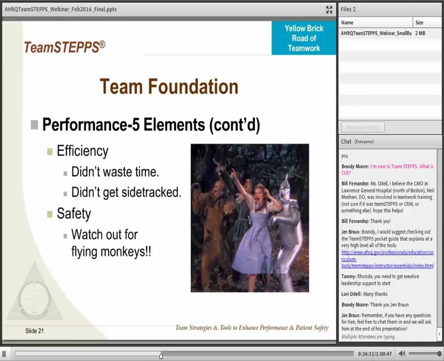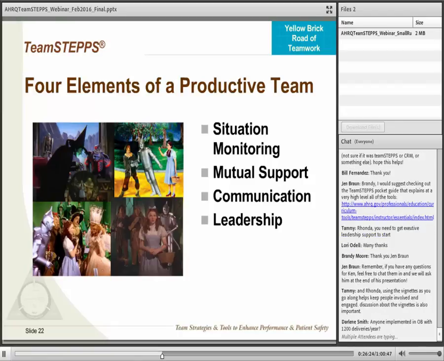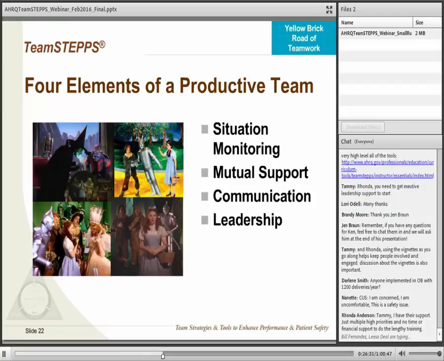So moving forward, now that we've done that, we can introduce the 4 elements. And as you know, and I know, but the hospitals I talk to don't always know, these 4 areas, situation monitoring, mutual support, communication, and leadership, are the key. They are the crux. They are the major tools in the 5-inch binder that we know as TeamSTEPPS 2.0, right? And so I give examples going through all of these areas, so let's go through them.